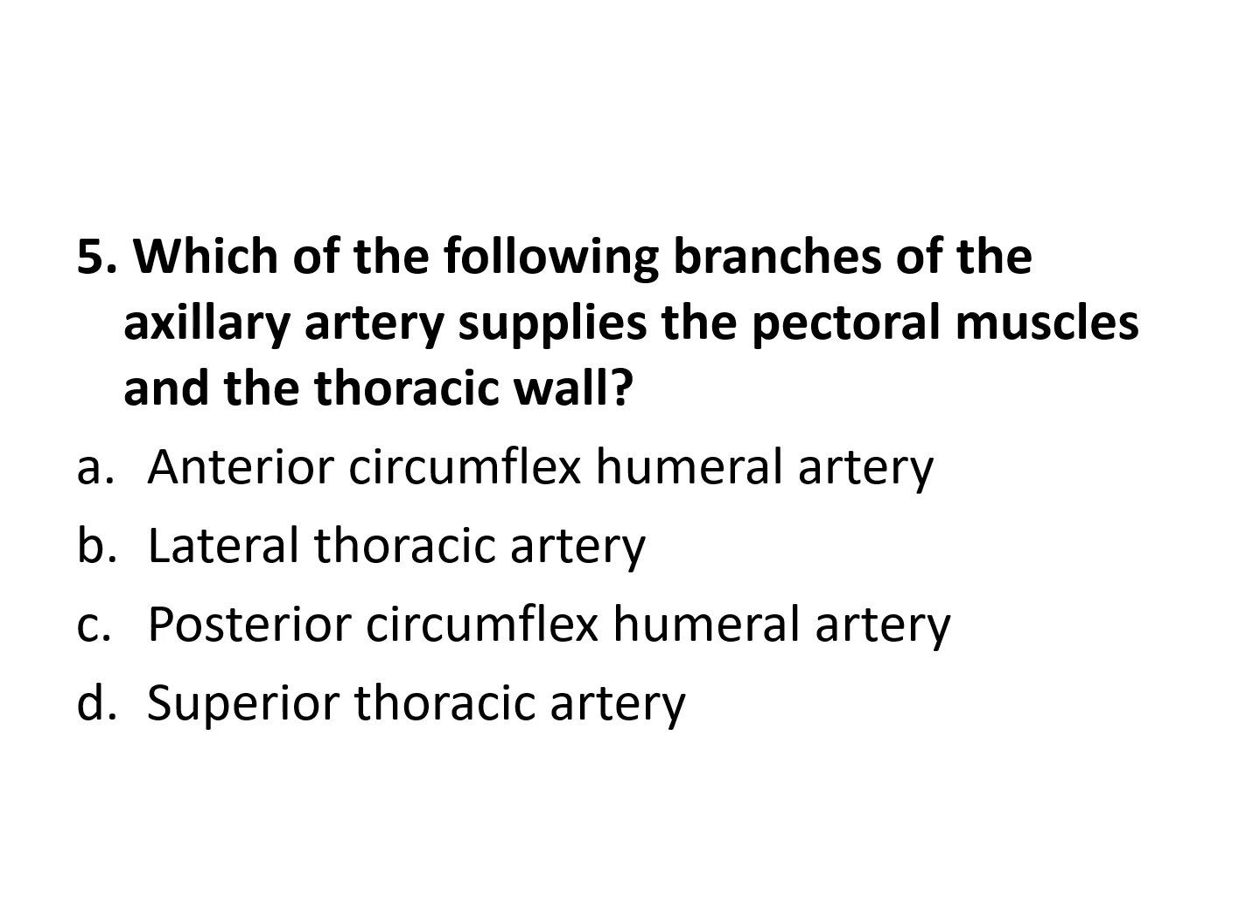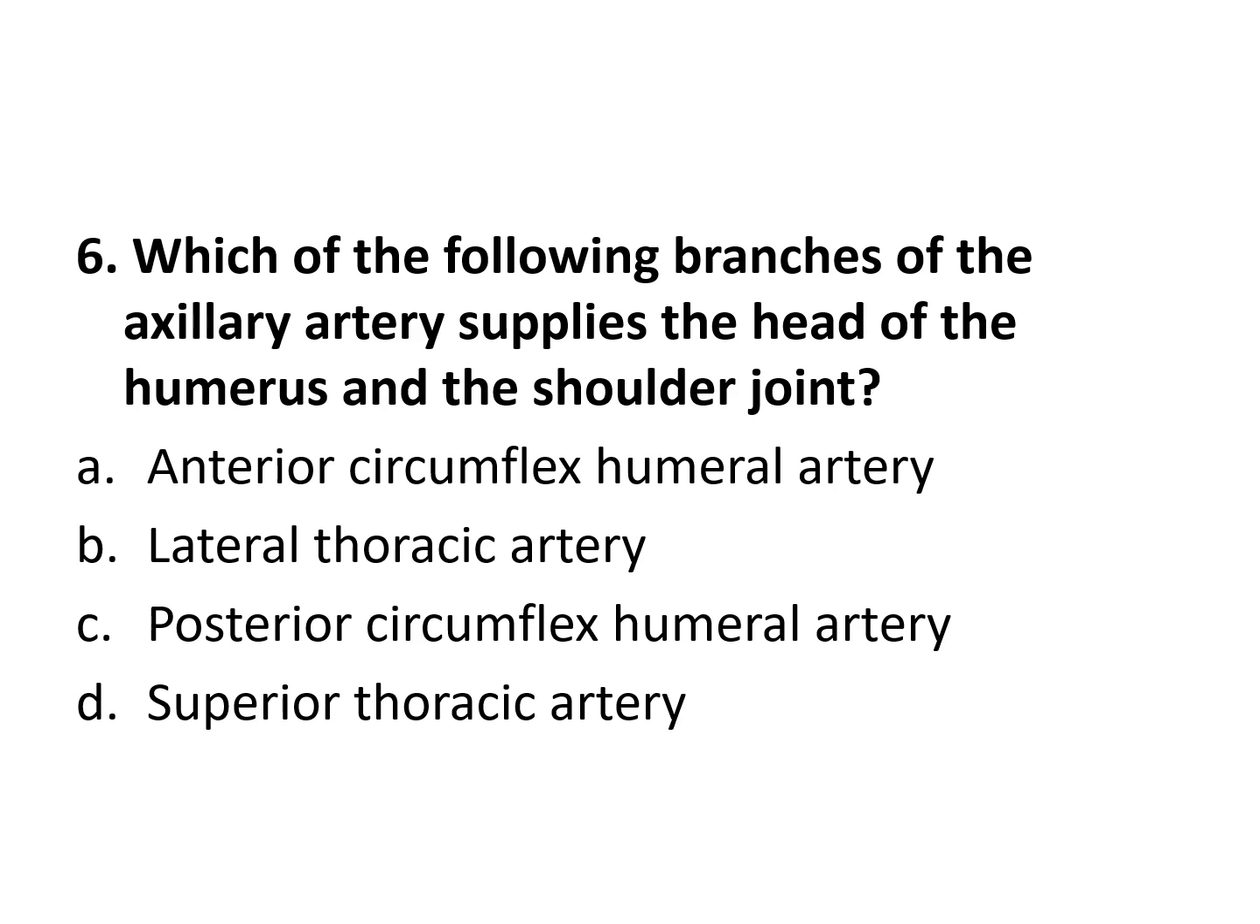Which of the following branches of the axillary artery supplies the pectoral muscles and the thoracic wall? Very simple. Lateral thoracic artery. Which of the following branches of the axillary artery supplies the head of the humerus and the shoulder joint? Okay, the final one. Should I leave you to answer this? Okay, the answer is posterior circumflex humeral artery.